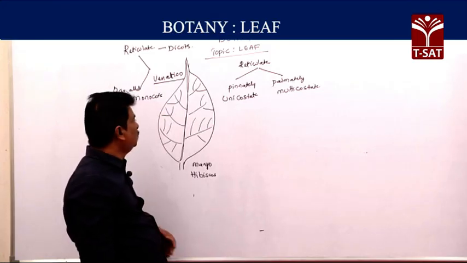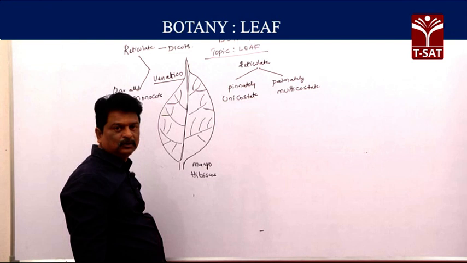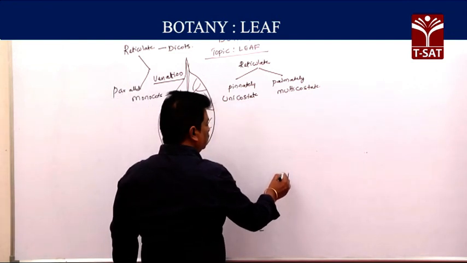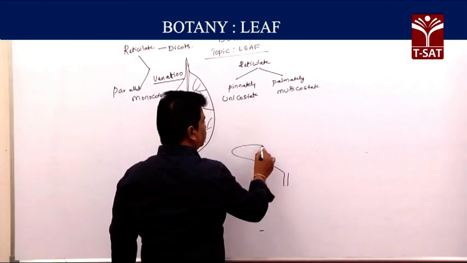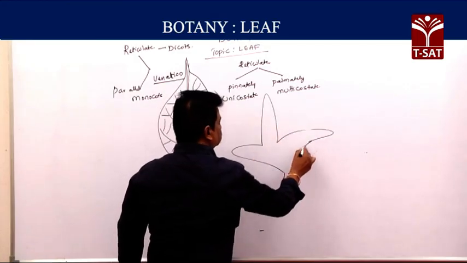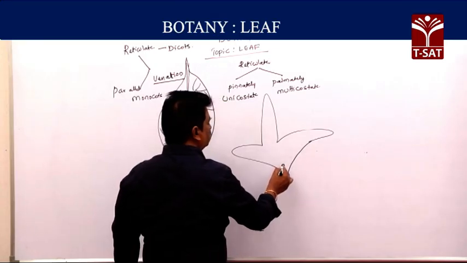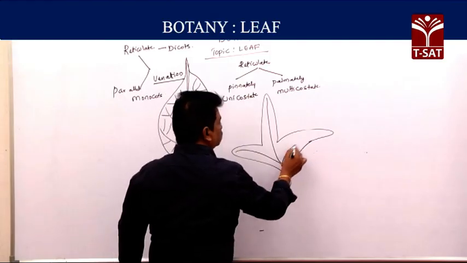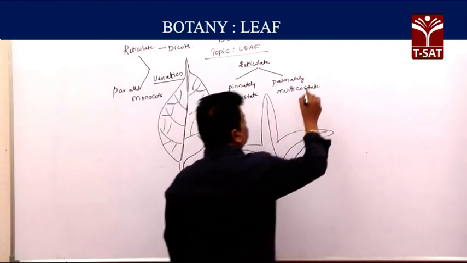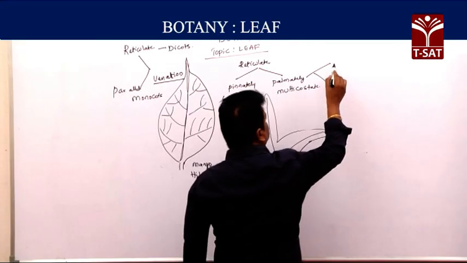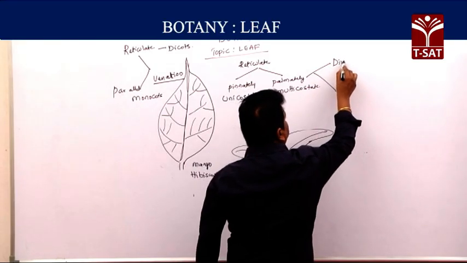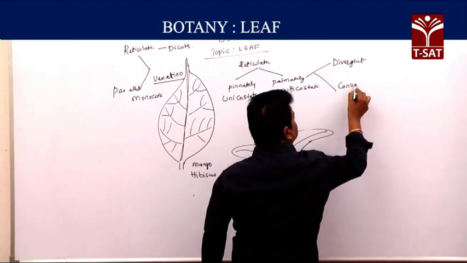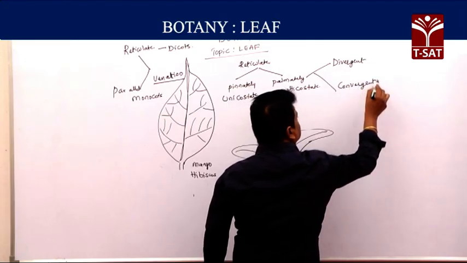Second one, palmately reticulate venation. In this type, several midribs run from base to apex, so it is rightly called palmately reticulate venation. Actually, palmately reticulate venation is of two types. One is called divergent, and the second one is called convergent.